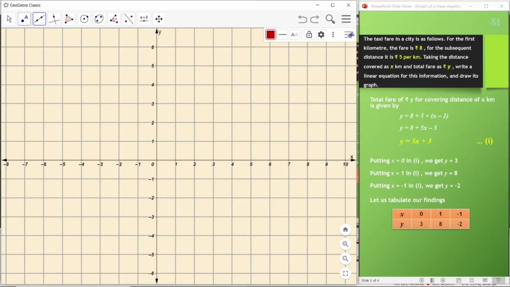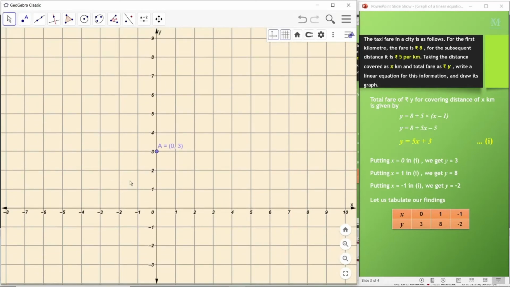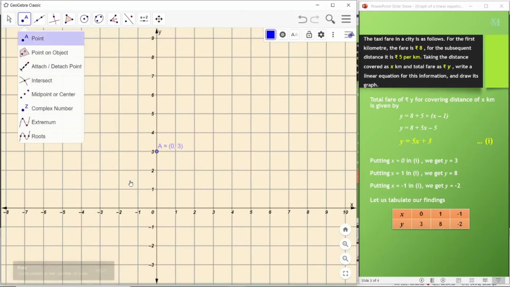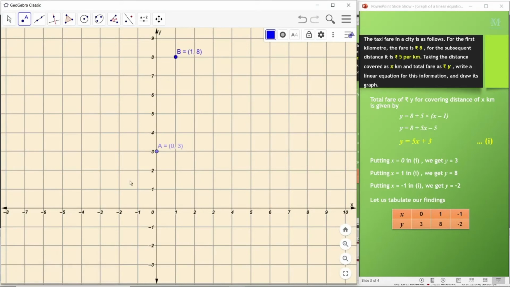So let us plot these points. First is 0, 3. 0, 3 will be on the y axis. Then 1, 8: one on the x-axis and 8 on the y-axis. This is 1, 8. Then minus 1, minus 2. So we'll move towards the negative x-axis for minus 1 and then minus 2 towards the negative y-axis.